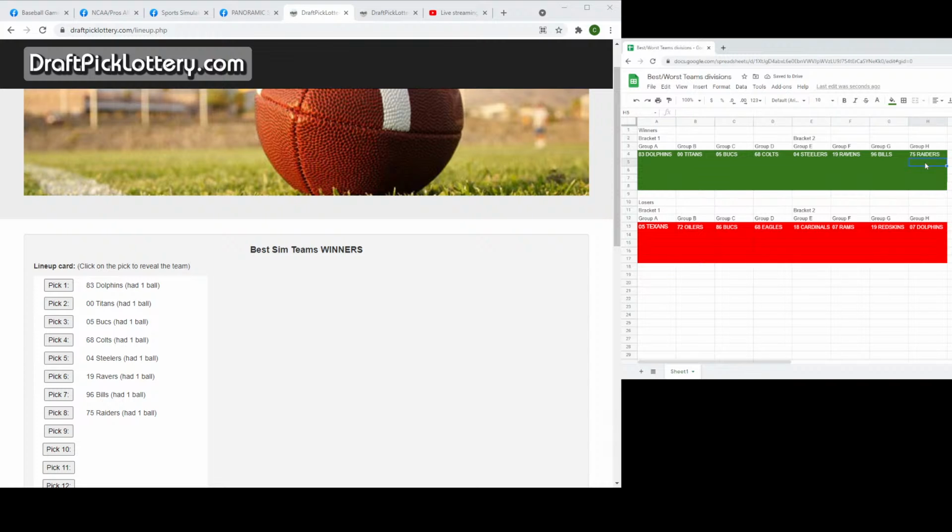So that is group number 1, the 83 Dolphins in Group A, the Titans in Group B, the Bucs in C, the Colts in D, the Steelers in E, the Ravens in F, the Bills in G, and in Group H, the 75 Raiders. Now let's take a look at the bracket, the losers.